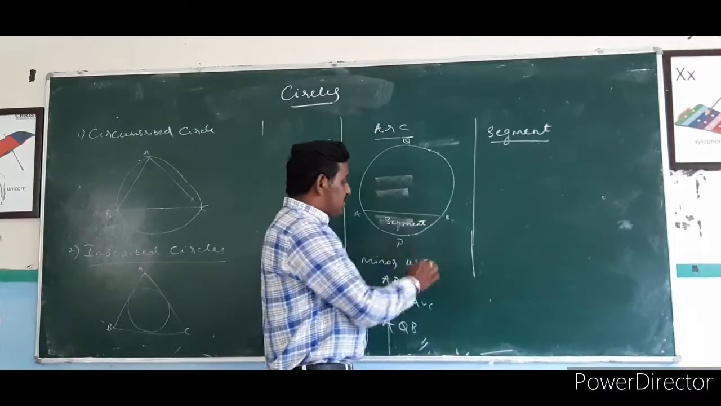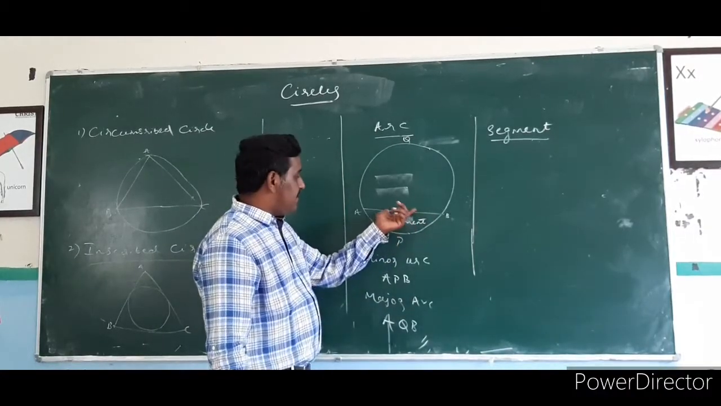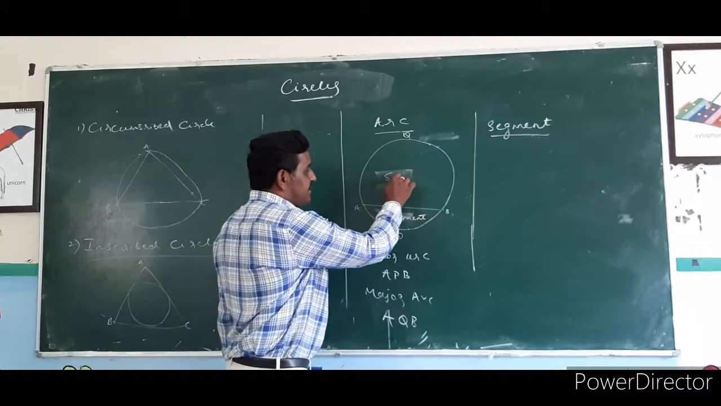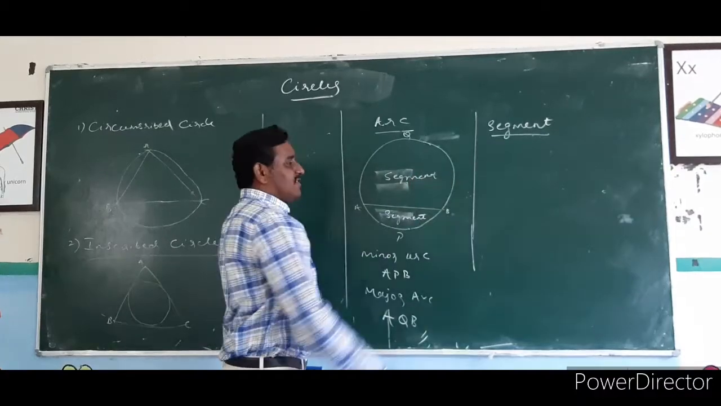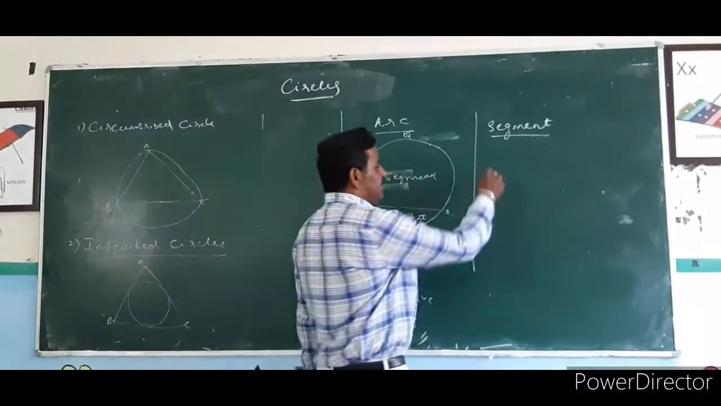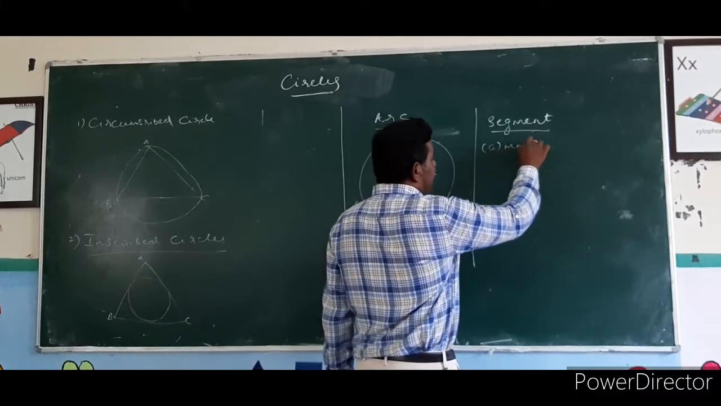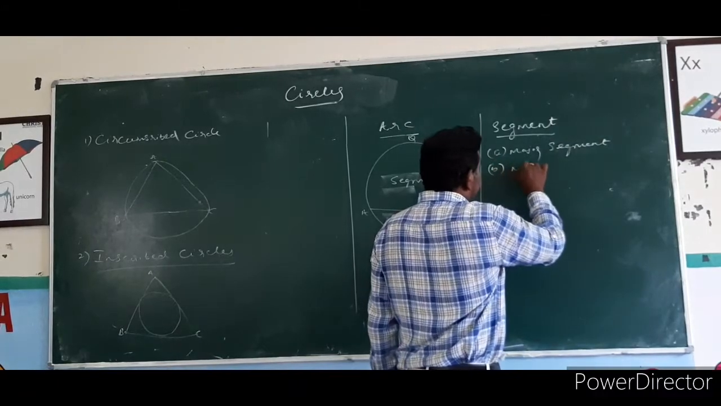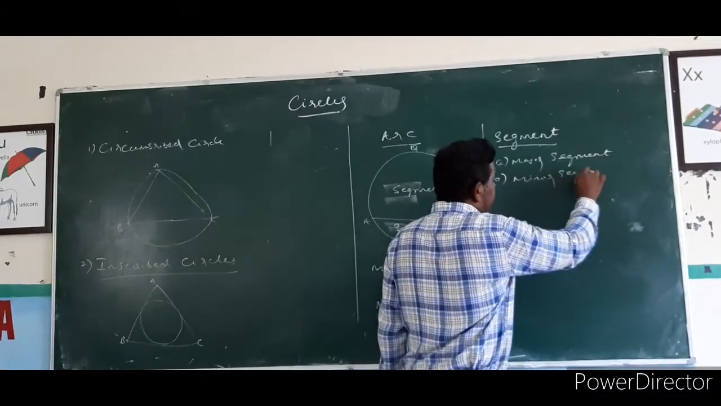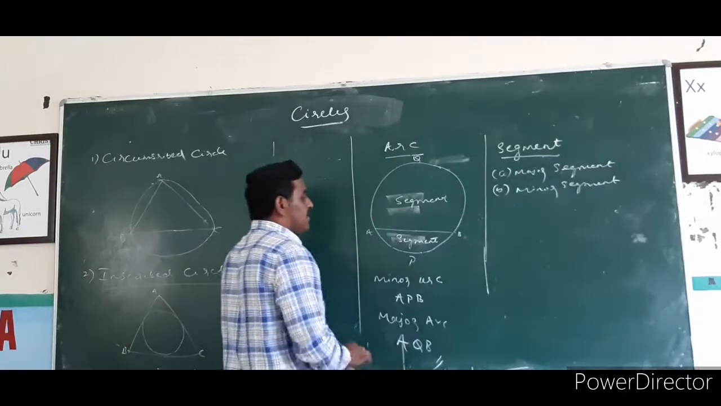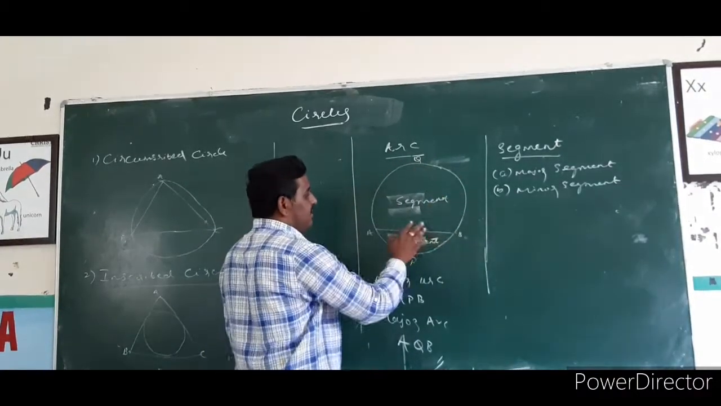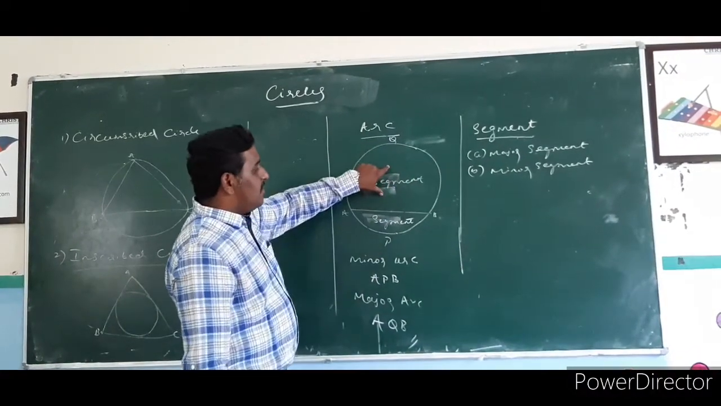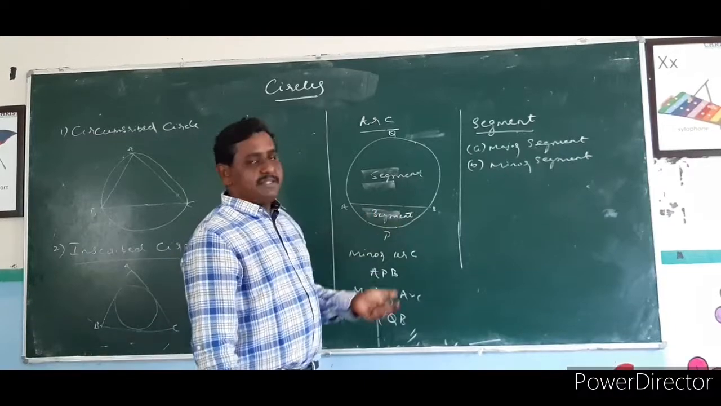So the part of a circle between a chord and an arc is called a segment. This is also a segment, and this is also a segment. In a segment also two types are there: one is the major segment, the second is the minor segment. A major segment is a part of a circle bounded between a chord and the major arc. This is called the major segment, and this is called the minor segment.